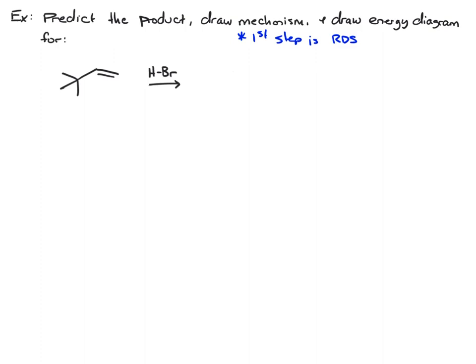Here we have a combination problem where we're given a reaction. We have this alkene plus HBr, and we want to predict the product, draw the mechanism, and draw the energy diagram for it. And you're given one note here that the first step is the rate determining step. And this is something you have to be given because the rate limiting step has to be found through an experiment. There's no way to look at a reaction and know that.